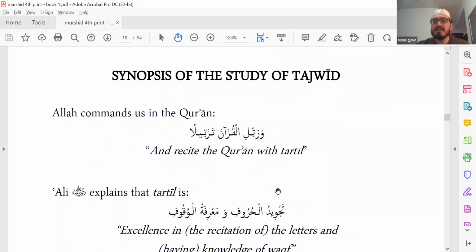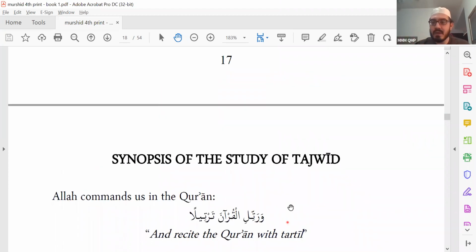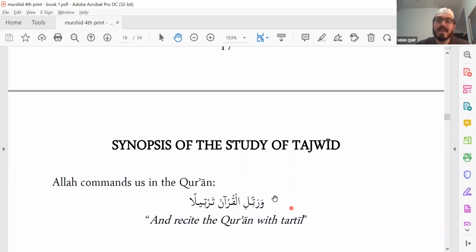Allah subhanahu wa ta'ala tells us in the Quran, وَرَتِّلِ الْقُرْآنَ تَرْتِيلًا. Recite the Quran with tartil or do tartil. What is tartil? Please someone tell me. If you know, answer.